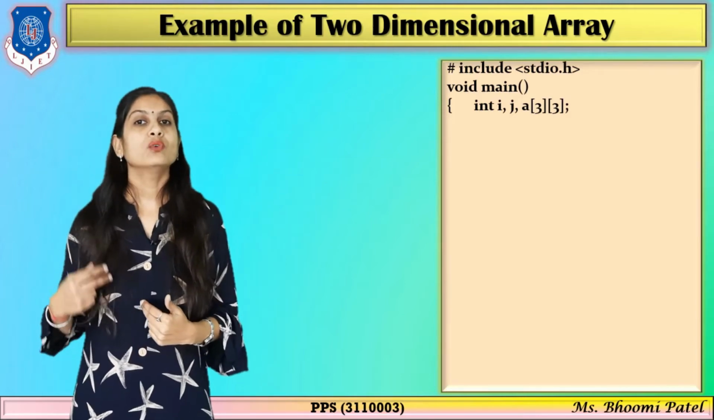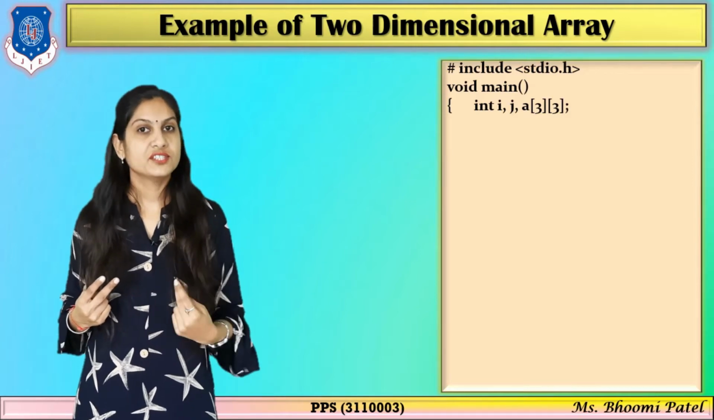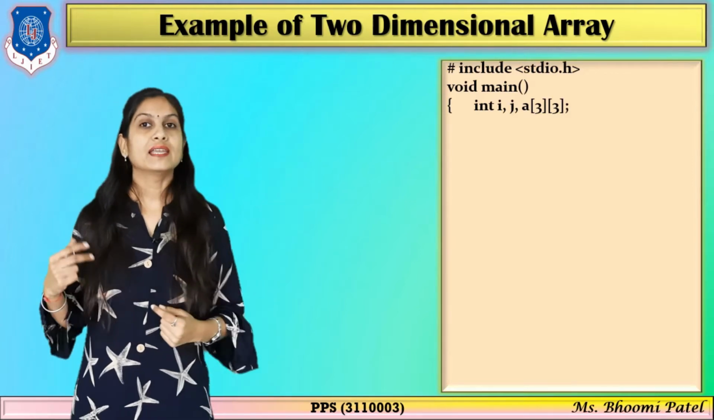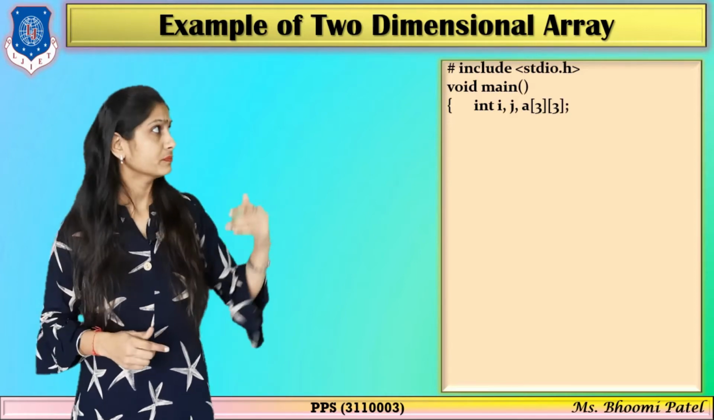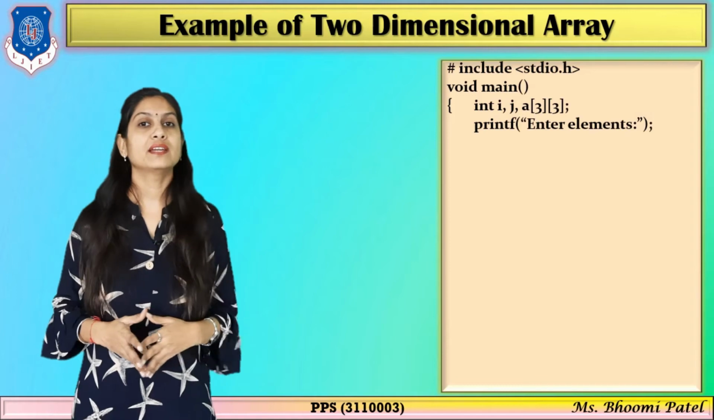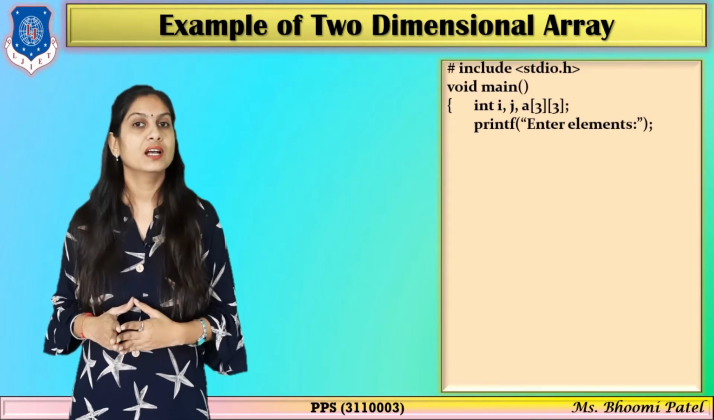Clear? And now two variables are needed, i and j. I stands for row and j stands for column. Then after that we have to write the printf function, and the message is like, enter elements for array a.